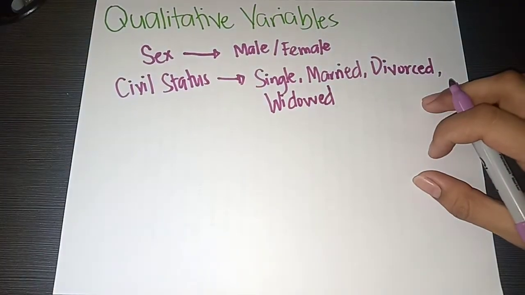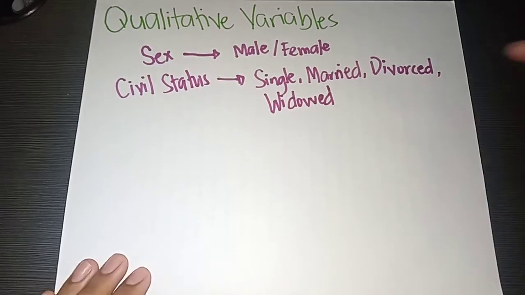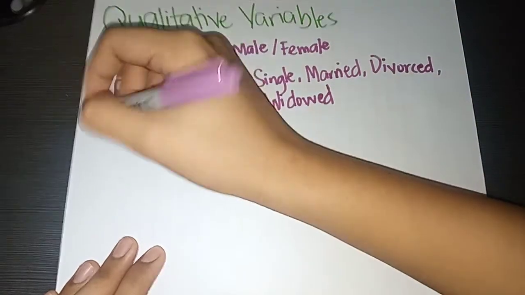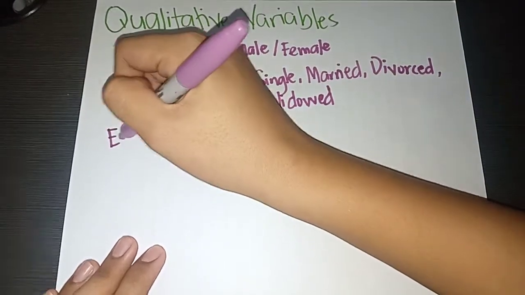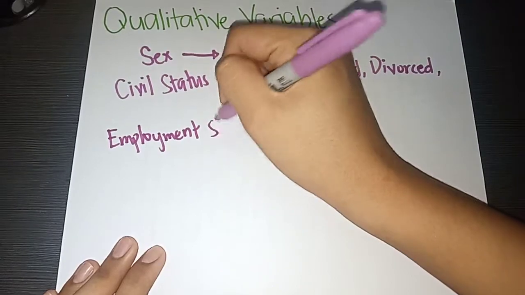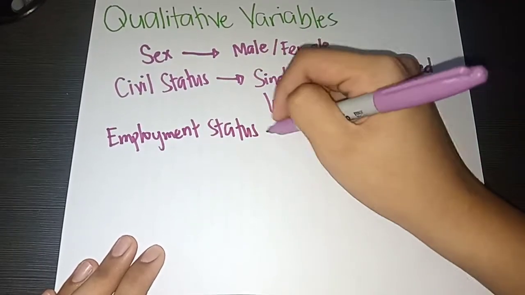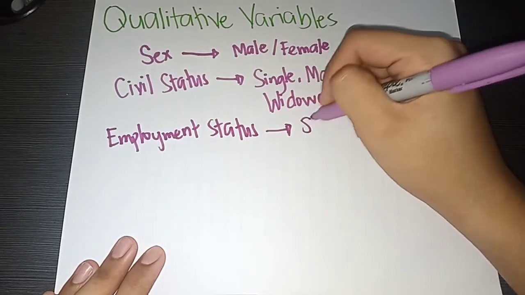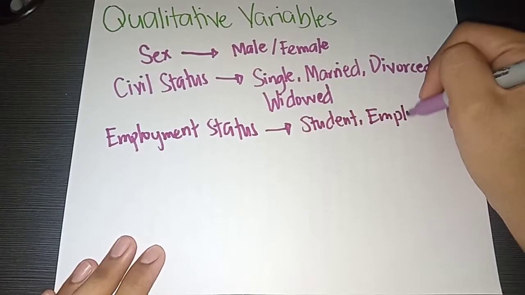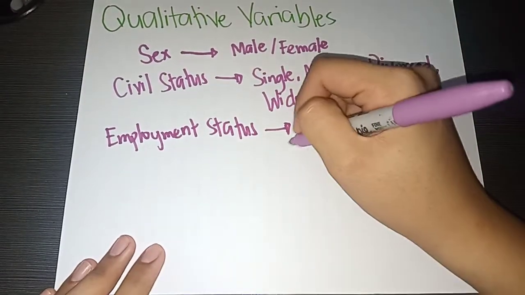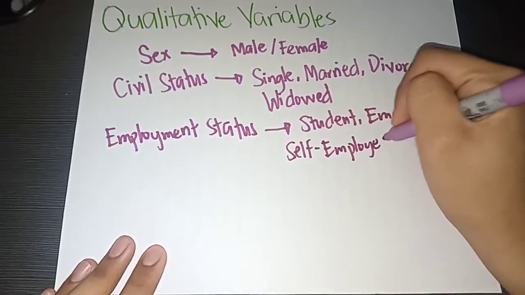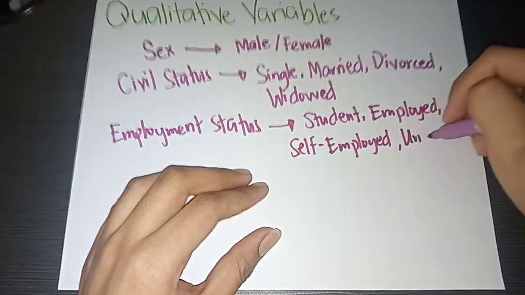Let us have another one. Let's say we have the variable employment status. So in employment status, the possible values can be student, can be employed, can be self-employed, and can be unemployed.